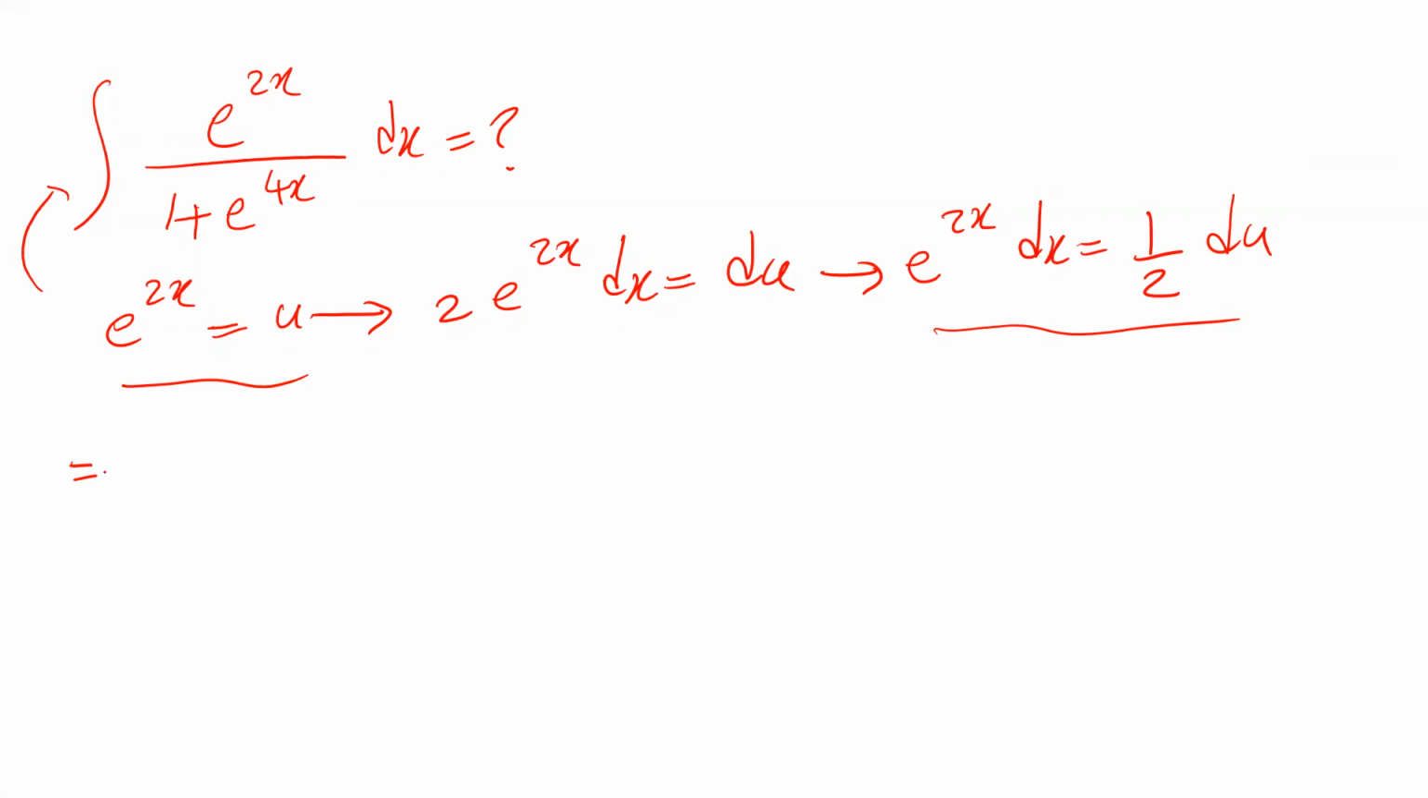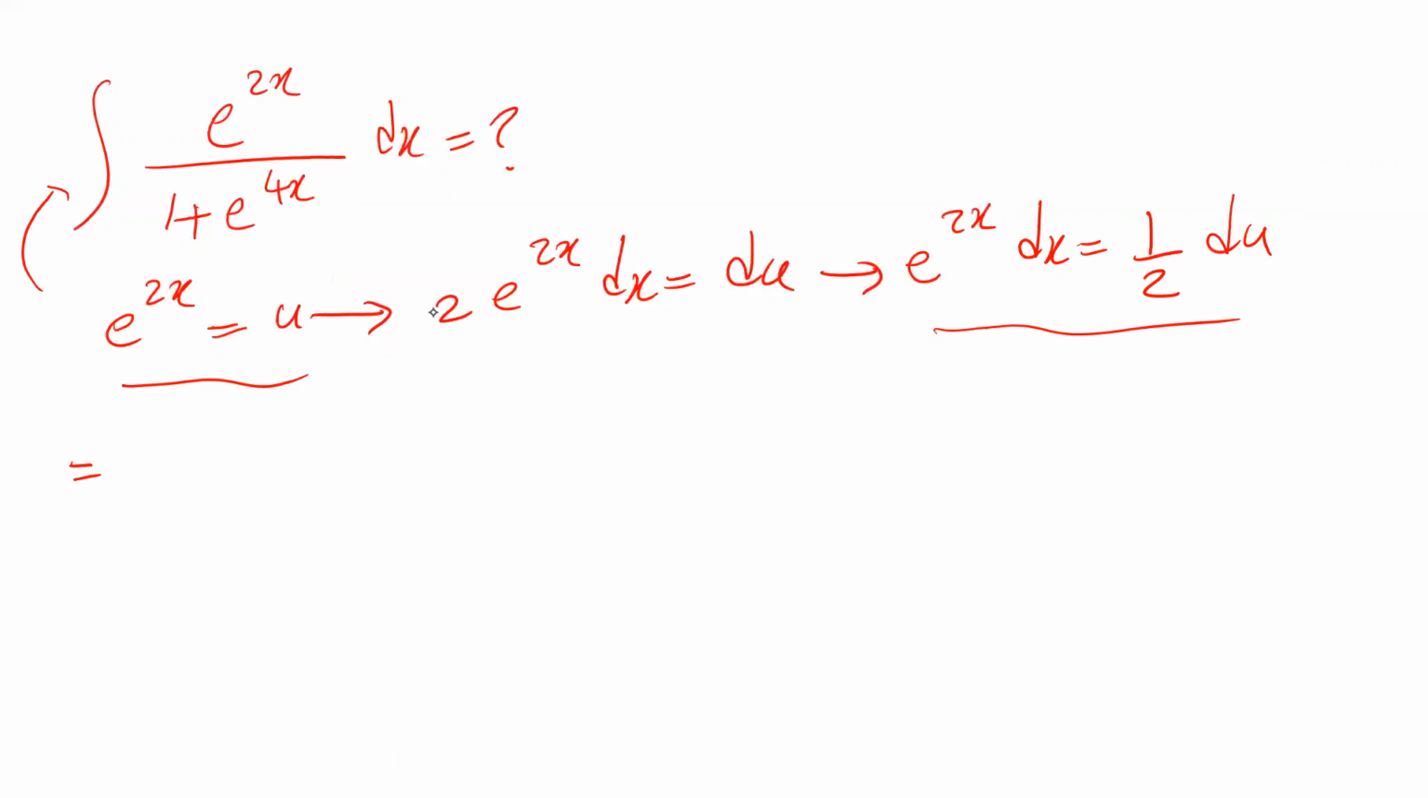So you can rewrite this integral: instead of e^(2x) dx, I simply write 1 divided by 2 du, divided by 1 plus, instead of e to the power of 4x, I write u^2, because e to the power of 2x is u, therefore e to the power of 4x will be equal to u^2.